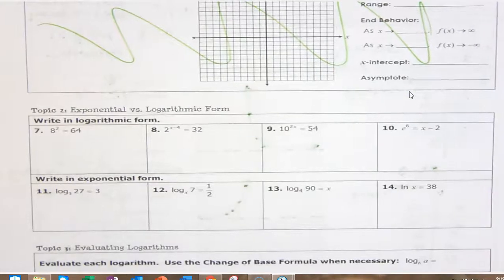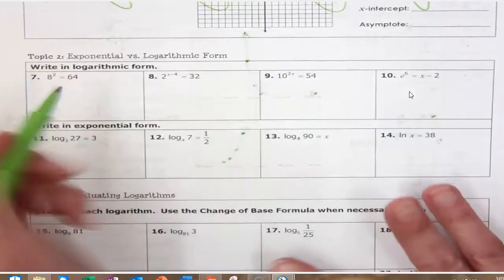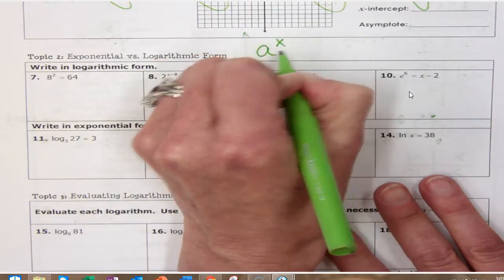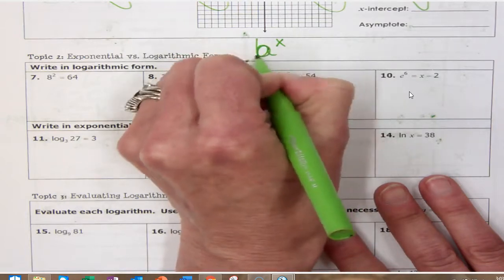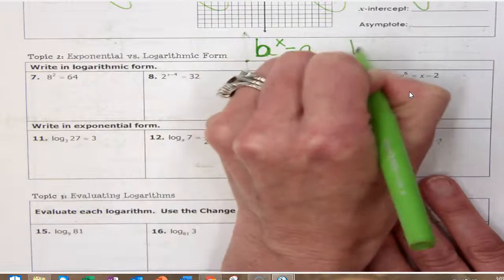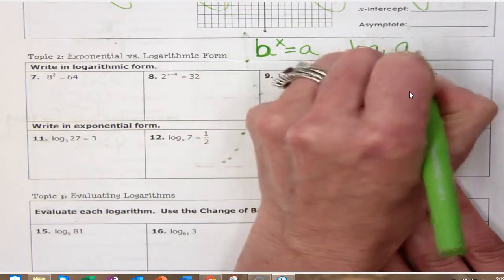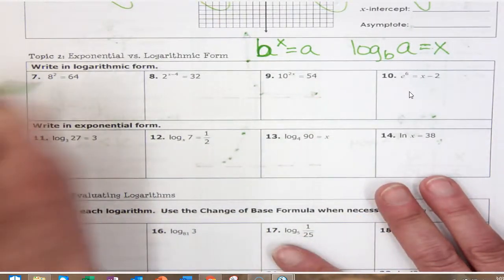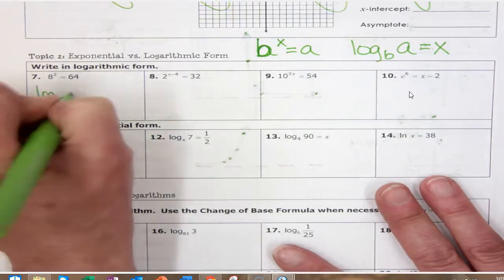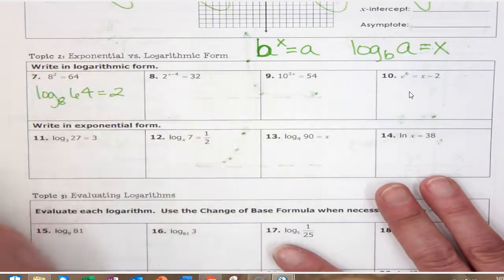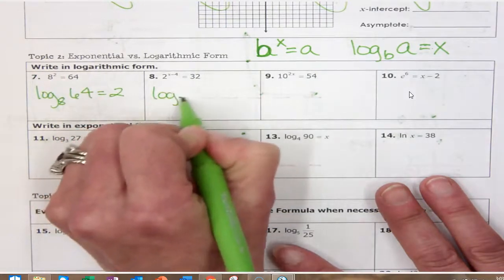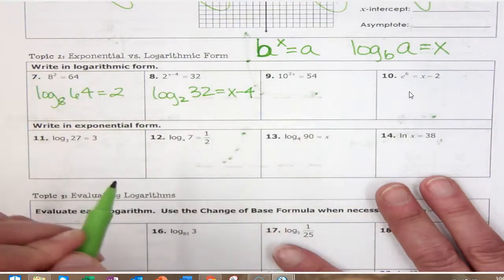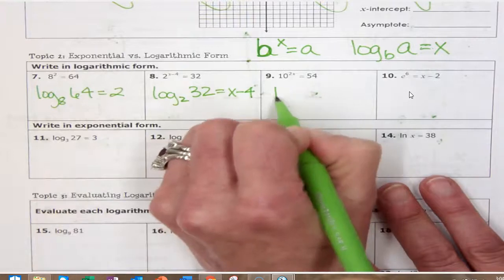Alright. Now, right, in logarithmic form, we're going from exponents to logs. We did b to the x equals a, and that's the same as log base b of a equals x. Working backwards and forwards, right? So this is going to be log base 8 of 64 equals 2. Log base 2 of 32 equals x minus 4. It's just telling me to write it. I'm not solving anything. I'm just writing it.